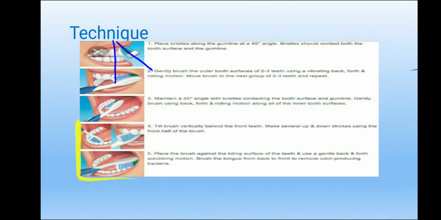These 3 steps are common for all the brushing techniques. So here the brush is tilted vertically behind the front teeth, and we make several up-down strokes using the front half of the toothbrush. Now the brush is placed against the biting surface of the teeth, and a gentle back and forth scrubbing motion is used to remove the plaque on the occlusal surface, that means on the biting surface.